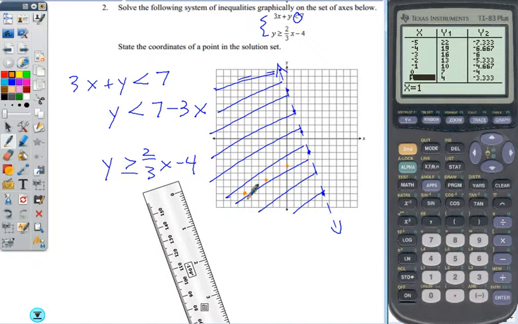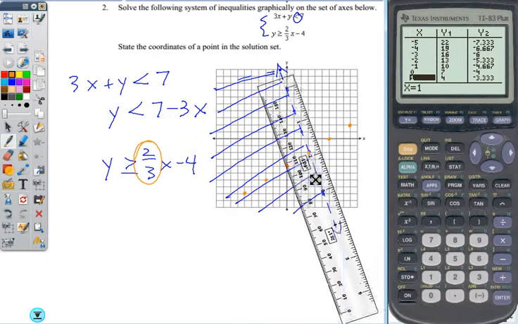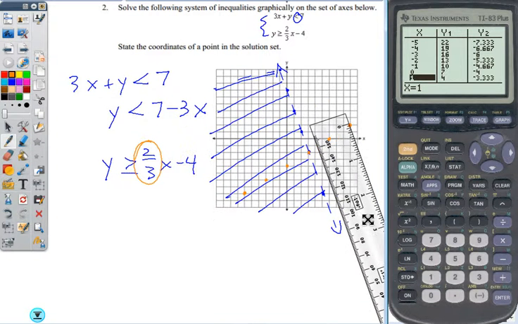And I start to see a pattern. Over 3 spaces on the x-axis and up 2 on the y. To the right 3 and up 2. To the right 3 and up 2. And I notice that my change in y is 2 and my change in x is 3. There's my slope, so that makes sense. My y-intercept is negative 4. There's my y-intercept. So I can double check to make sure I'm doing the right thing here.